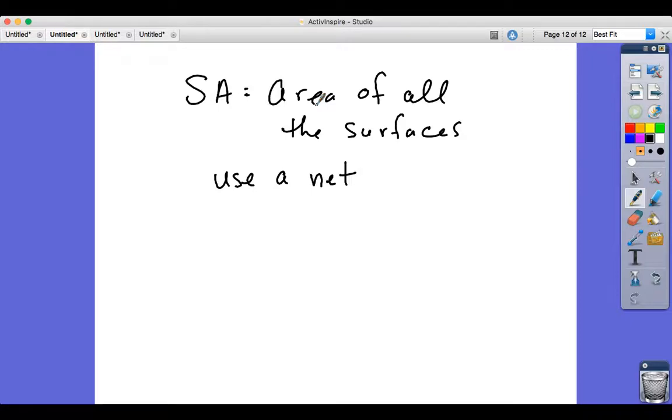Okay? If you have something that is a composite figure, then you're going to do exactly like we just did. You get the surface area of the whole thing, take away the overlap. All right? So I hope that this makes sense.